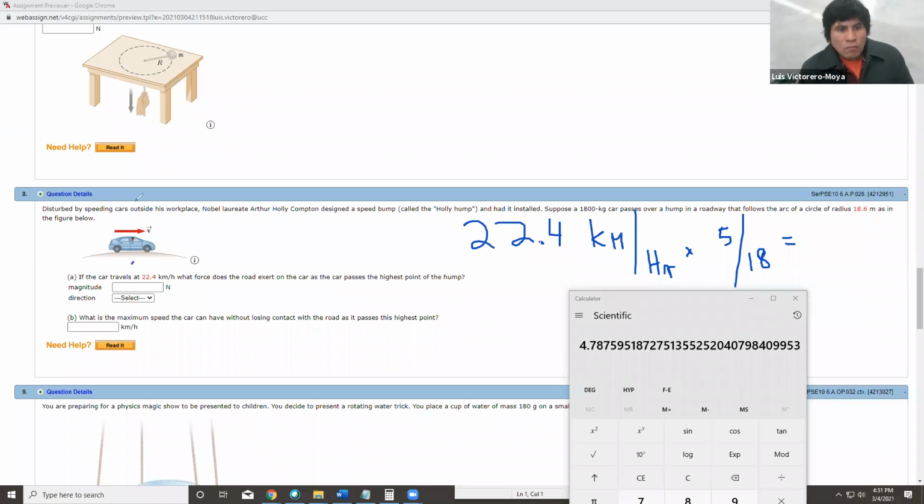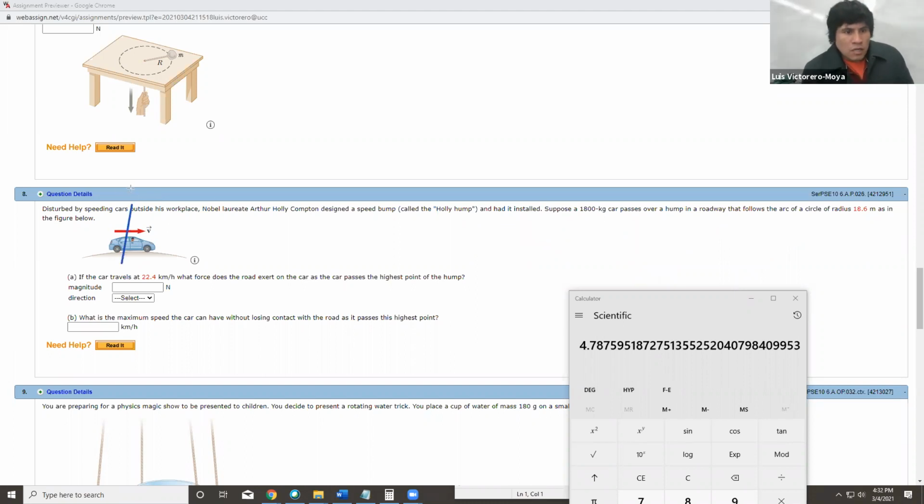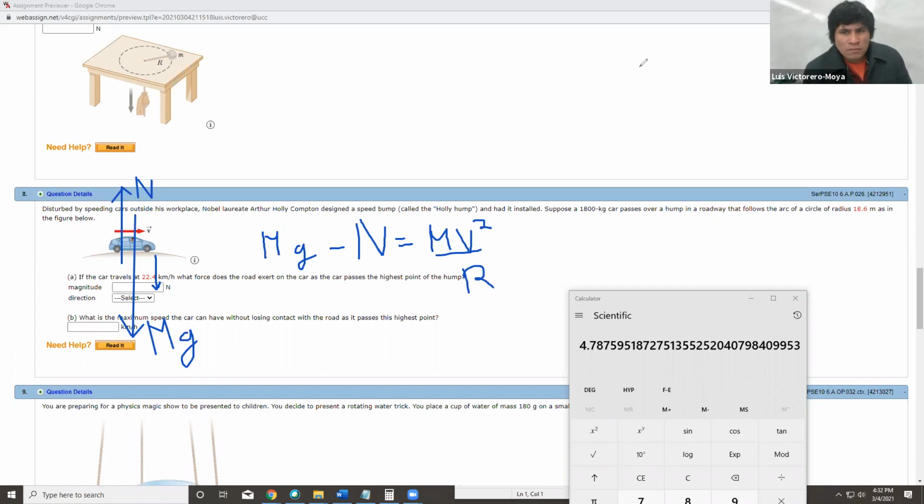And in here you have the normal. Let's actually do it properly. Let's use this. You have the normal. You have mg. And you also have the centripetal force going like that. So in this case, because they ask you for the magnitude of the force the road is exerting, they're looking for the normal in this problem. It's equal to mg minus mv squared divided by r. So many of these problems use the same concept, right? So this homework should be very simple.